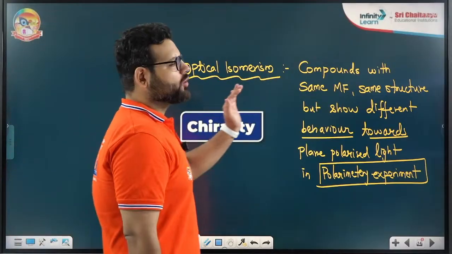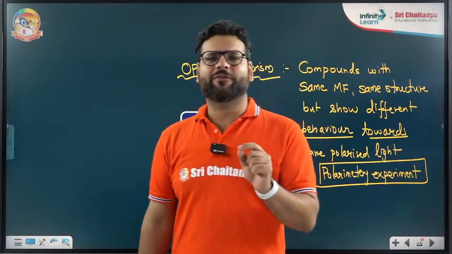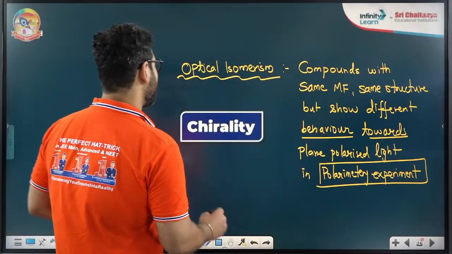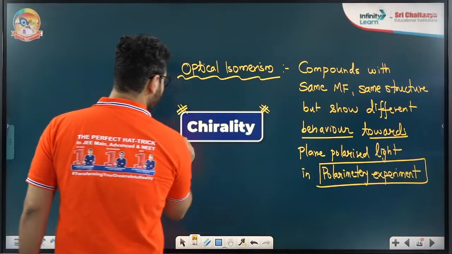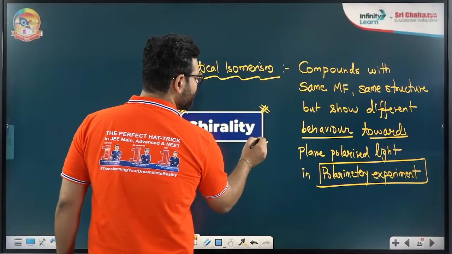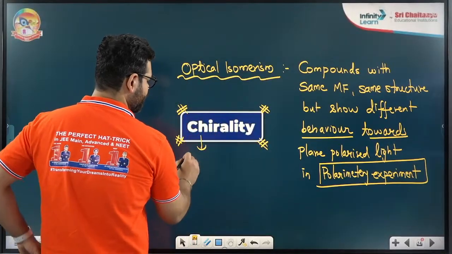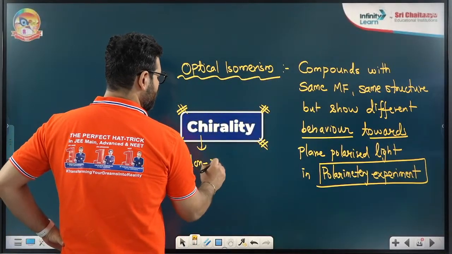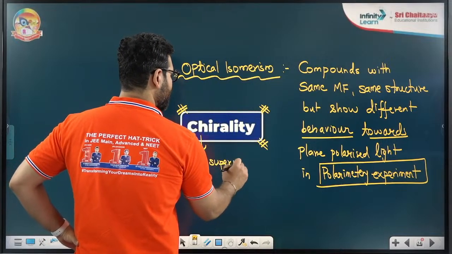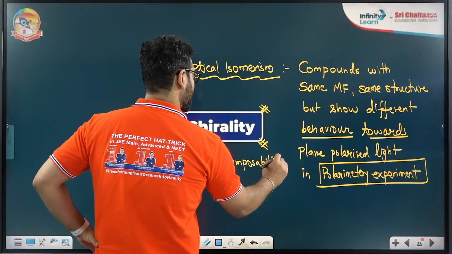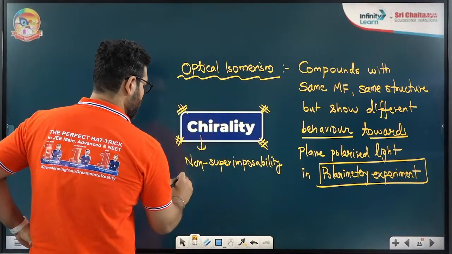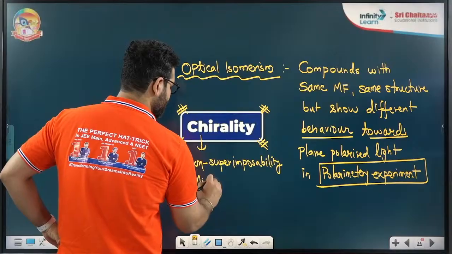Now, whenever we want to talk about optical isomerism, the very first thing we should talk about is chirality, which Niharika has said correctly. Chirality means non-superimposability of mirror images.